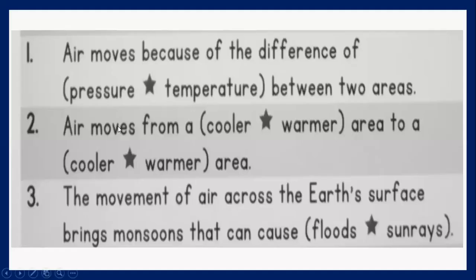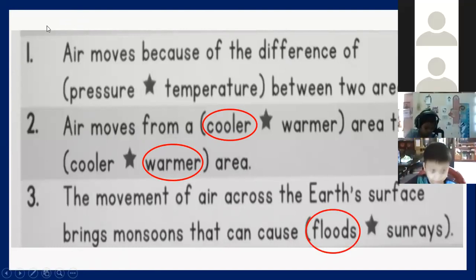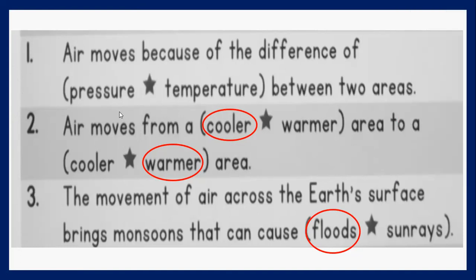Number two, air moves from a cooler or warmer area to a cooler or warmer area. The air moves from a cooler area to a warmer area. Number three, the movement of air across the Earth's surface brings monsoons that can cause floods or sun rays. Flood. Yes, good job. Everybody, what is flood? Flood means the sudden mass of water covering the houses of people.